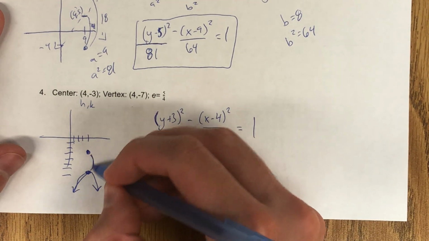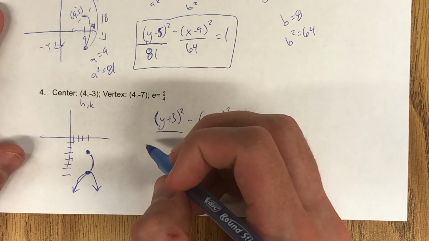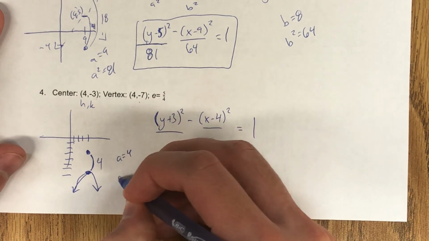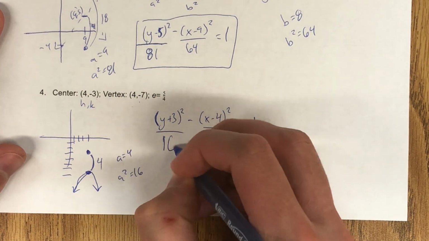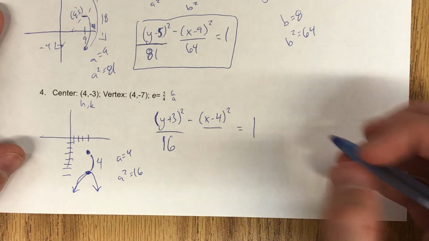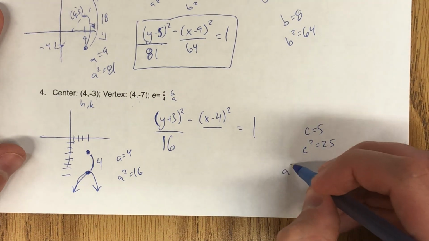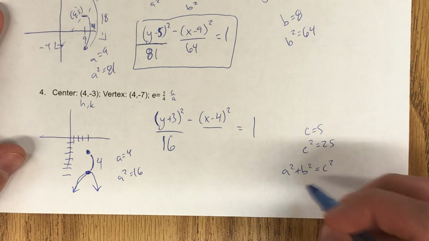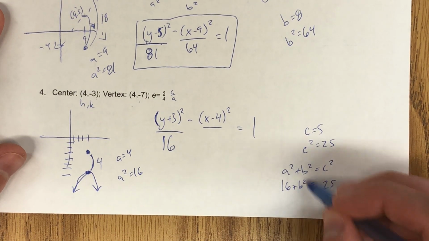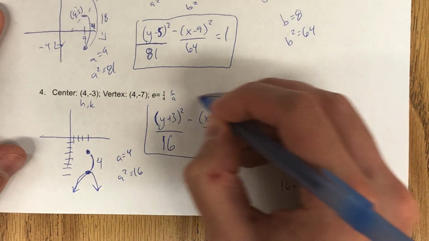We know our distance here from the center to the vertex is 4. So a is 4, meaning a squared is 16. And we have the eccentricity, which is c over a. So we know that c is 5, which means c squared is 25. Keep in mind, a squared plus b squared is c squared. Well, a squared is 16 and c squared is 25, so that means b squared has to be 9. That's all there is to it.